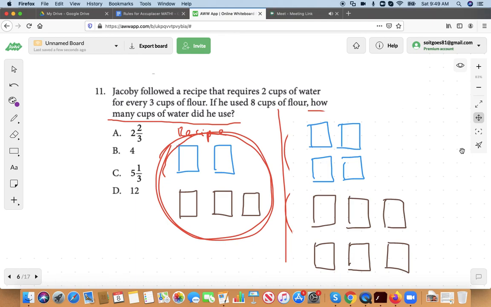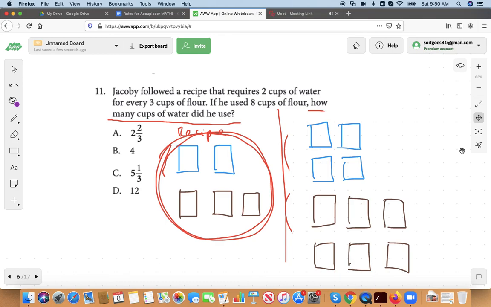Do you understand the question when I say, is he going to have more flour or more water? What's the answer, by the way? Just in general, more cups of flour or more cups of water? I'll say more flour. Yeah, more flour, right? Because in the first recipe, he had 3 cups of flour and 2 cups of water. And the second time, when he doubled it, he had 6 cups of flour and only 4 cups of water. Does that make sense?